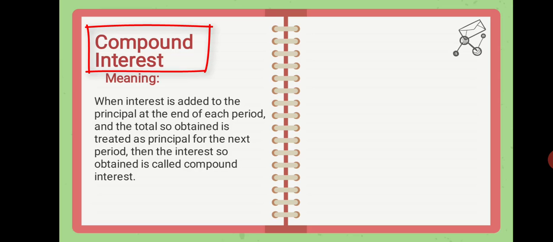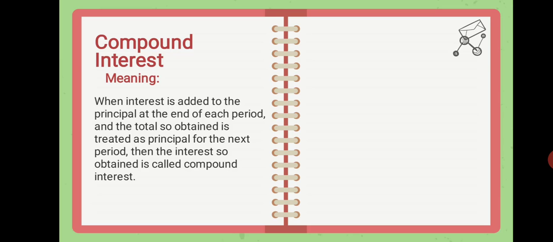If we consider compound interest compounded half yearly, it means the interest is charged for the first half year, it means for the 6 months, and then it is added to the principal and then the interest is charged for the next half year for the entire amount. So this interest is called compound interest.